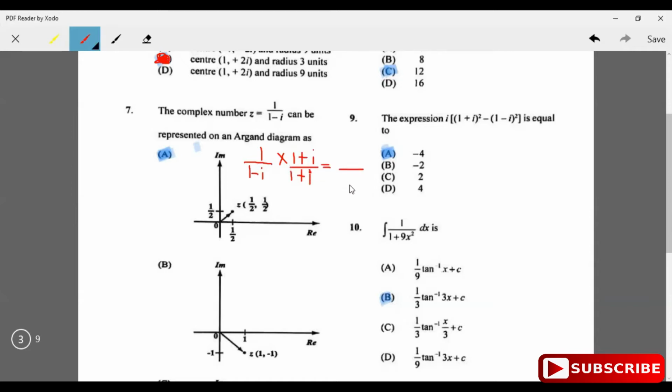In the denominator, we end up with the difference of two squares, which is 1 squared minus i squared, so 1 plus 1, which is 2. So it works out to a half plus a half i, that is, 1 plus i over 2. And that's just the point (a half, a half), and so that's option A.